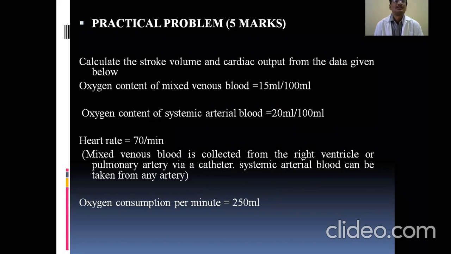So the next question is, calculate the stroke volume and cardiac output from the given data. Oxygen content of mixed venous blood is 15 ml per 100 ml of blood. Oxygen content of systemic arterial blood is 20 ml per 100 ml of blood. Heart rate is 70 per minute.